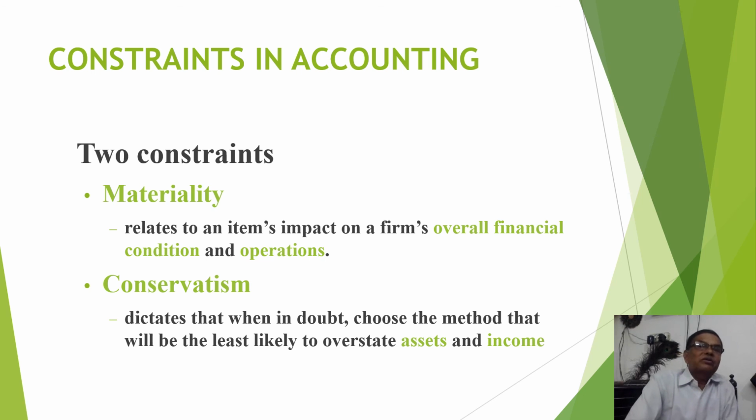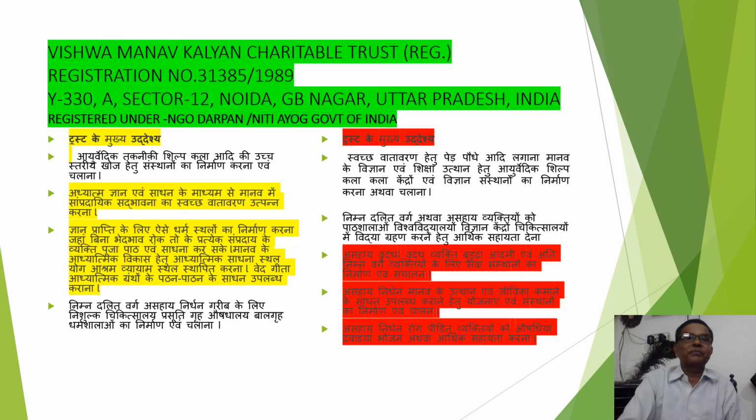So next we are going to discuss constraints in accounting. So just we have seen two constraints: materiality, which relates to an item's impact on the firm's overall financial condition and operation, and conservatism, that just we have discussed. It dictates that when in doubt, choose the method that will be the least likely to overstate assets and income. So the closing stock is valued at cost or market price, whichever is less.